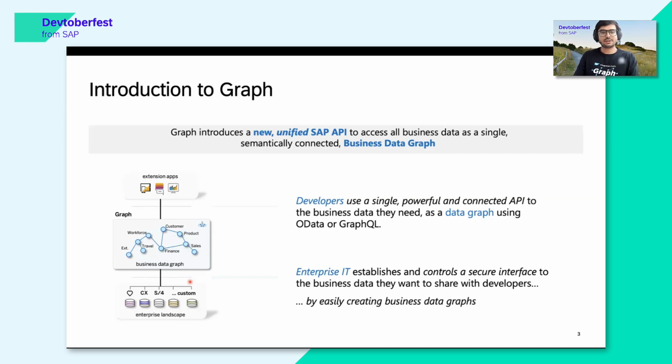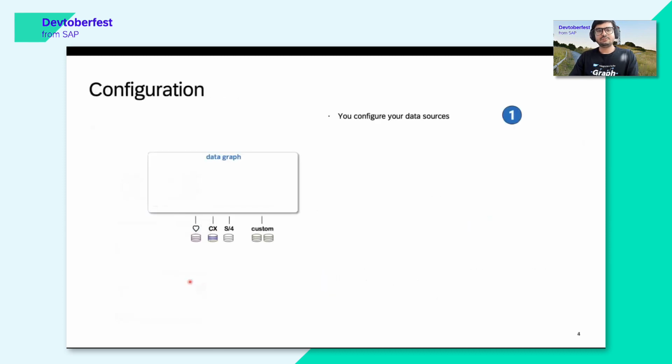Now let's take a look at how we can create a business data graph. For that, first we need to configure a business data graph. And then what we need for that is data sources.